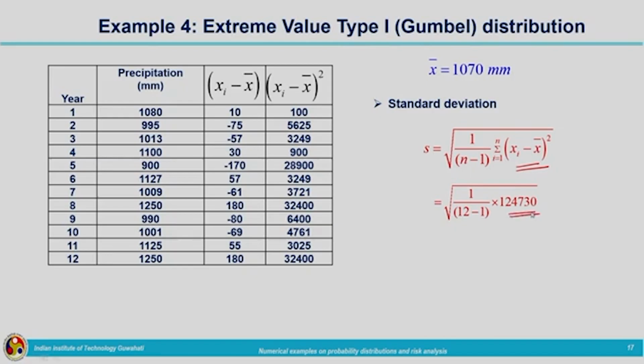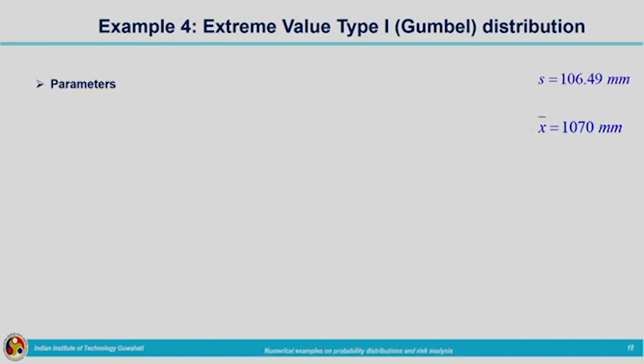So, once we substitute for that value, we can calculate s as 106.49 millimeters. So, this is the standard deviation. Once we have computed the sample mean and the corresponding standard deviation, we can move ahead for the computation of the parameters of the Gumbel's distribution. So, the parameters alpha and beta we need to compute.